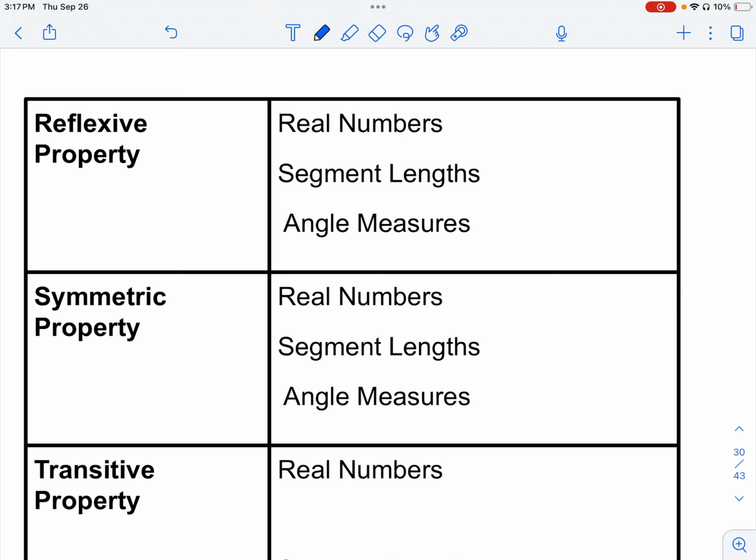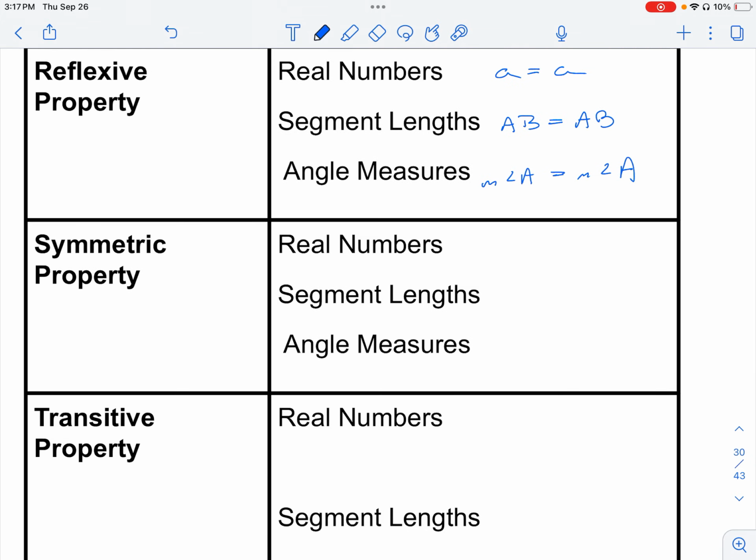So let's remember what our reflexive property is. If we have real number A, it's going to equal real number A. So how does that apply to segment lengths? Well, segment length AB, it's going to equal AB. The measure of angle A is going to equal the measure of angle A. Simple enough.